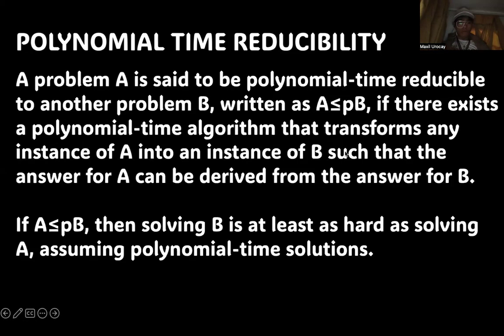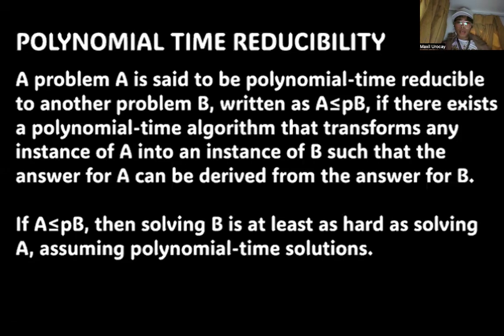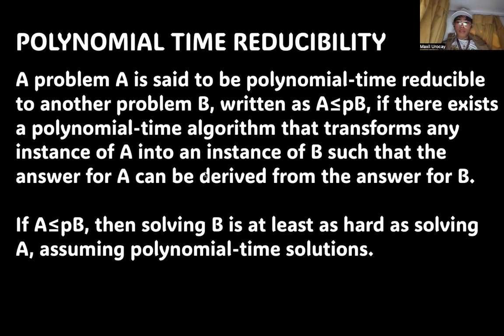if a problem A is said to be polynomial time reducible to another problem B, it is written as A ≤ B, and that sign signifies that A is polynomial time reducible to B. That means there exists a polynomial time algorithm that transforms any instance of A into an instance of B, such that the answer for A can be derived from the answer for B.